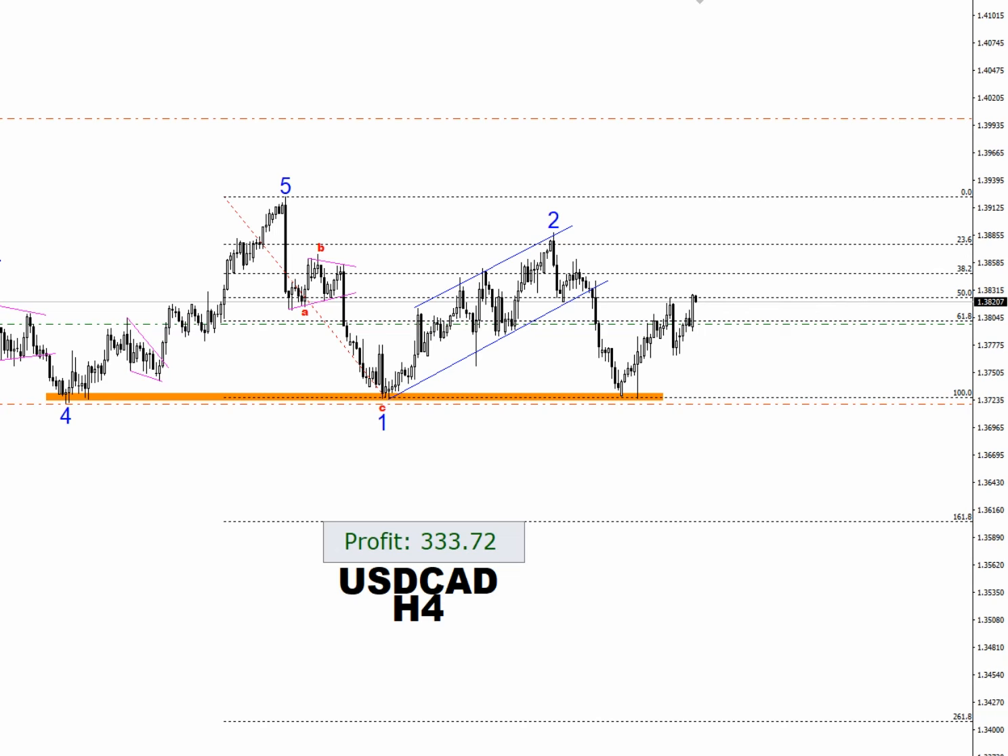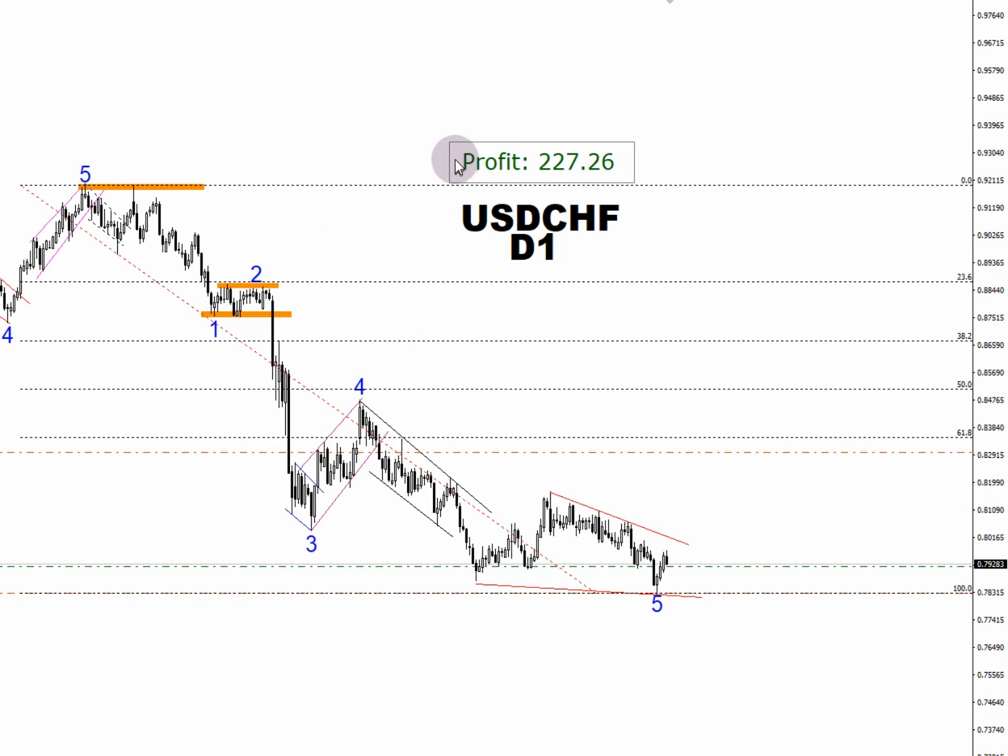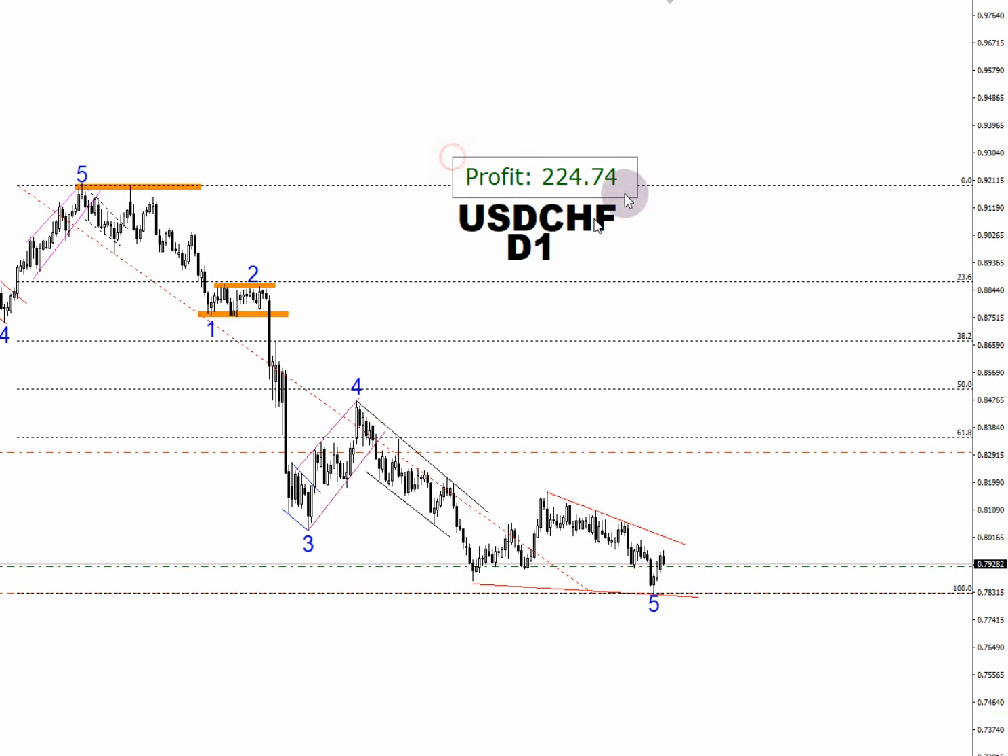Next, we move on to the next instrument, the dollar franc. For the dollar franc currency pair, we also have a buy open position. The overall trading idea presented here is that we identify the first impulse wave, followed by the second correction, then the third, fourth, and finally the fifth waves. We are currently waiting for a breakout of the established channel, which will enable the start of a more significant trending market toward the 61.8 level.